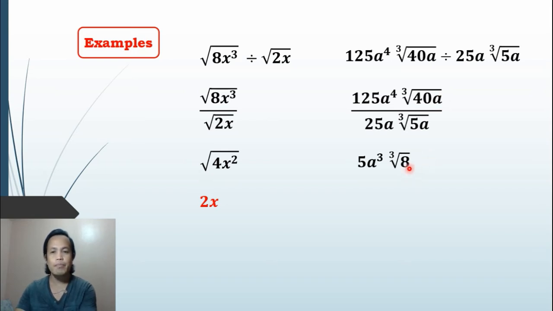Now, since 8 is a perfect cube, the cube root of 8 is 2. We copy 5a cubed times the cube root of 8, which is 2, because when we multiply 2 three times, that gives us 8: 2 times 2 is 4, 4 times 2 is 8. That's why the cube root of 8 is 2. Then we multiply this 2 by 5a cubed, so our final answer would be 10a cubed.